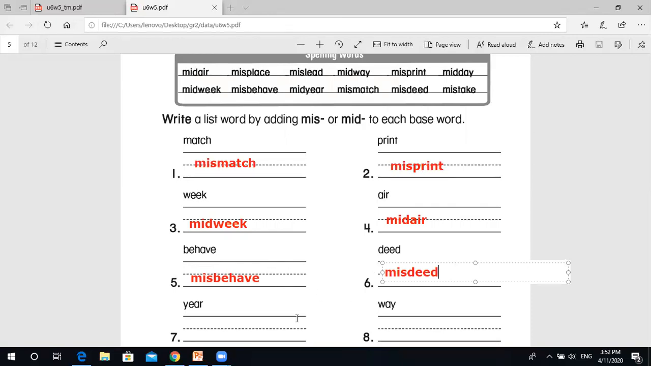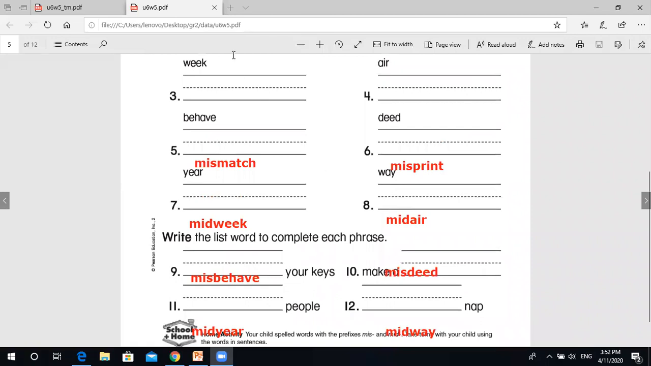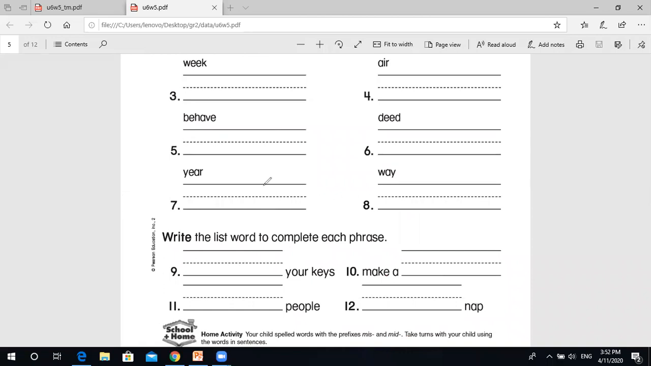It has the same meaning as misbehave. And here, year, the middle of the year, mid-year. And here, the prefix mid is added to the beginning of way to change its meaning, midway. Okay, now let's go to the next example, the next question to answer.